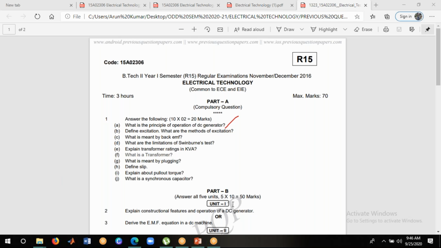And next let's see the 10 marks question. Explain construction features and operation of DC generator. Here you need to explain the construction, each part, and you can write the operation, how it will be working, and derive the EMF equation of the DC machine.